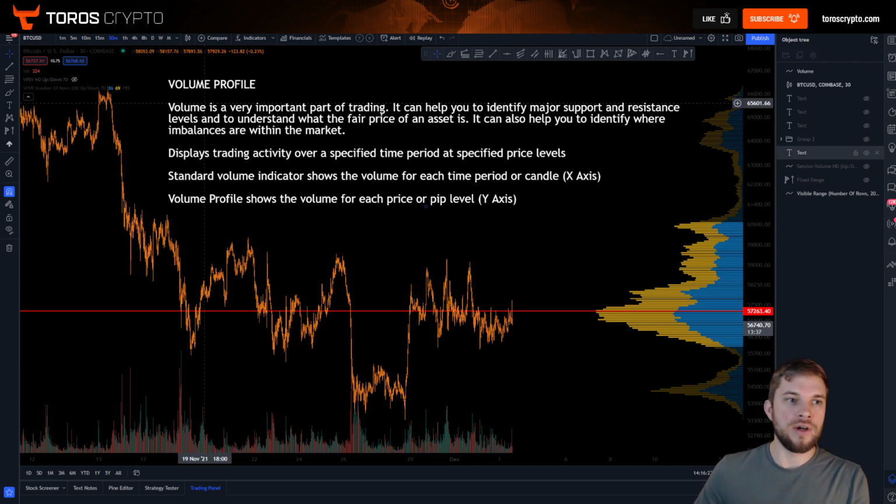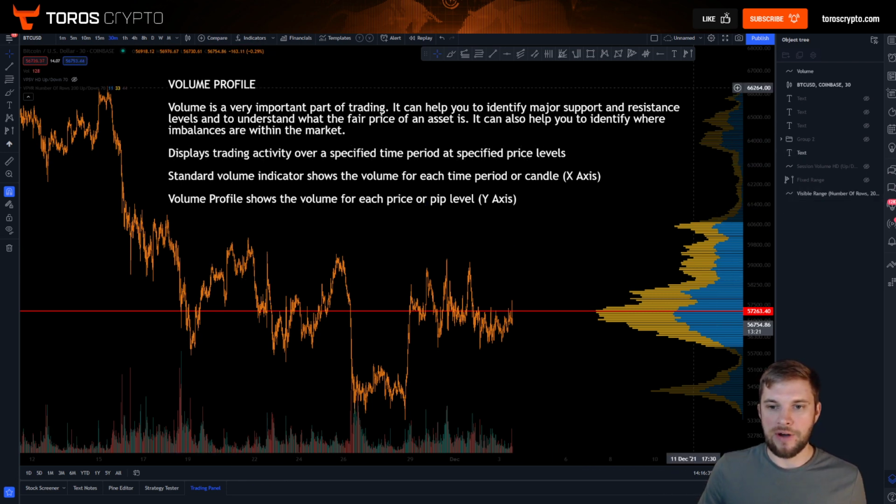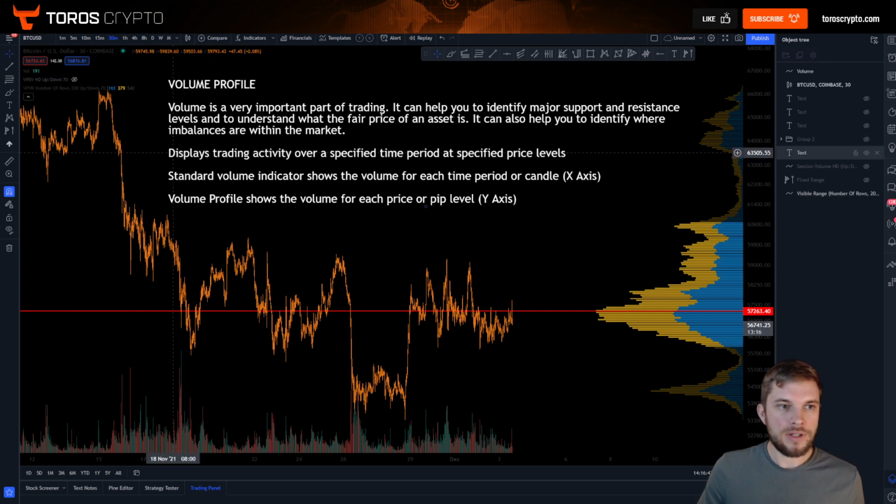Okay, so volume profile. Volume is a very important part of trading. It can help you to identify major support and resistance levels and to understand what the fair price of an asset is. It can also help you to identify where imbalances are within the market. So what we see on the volume profile, and this is an example of it here on the right hand side, displays your trading activity over a specified time period at specified price levels.